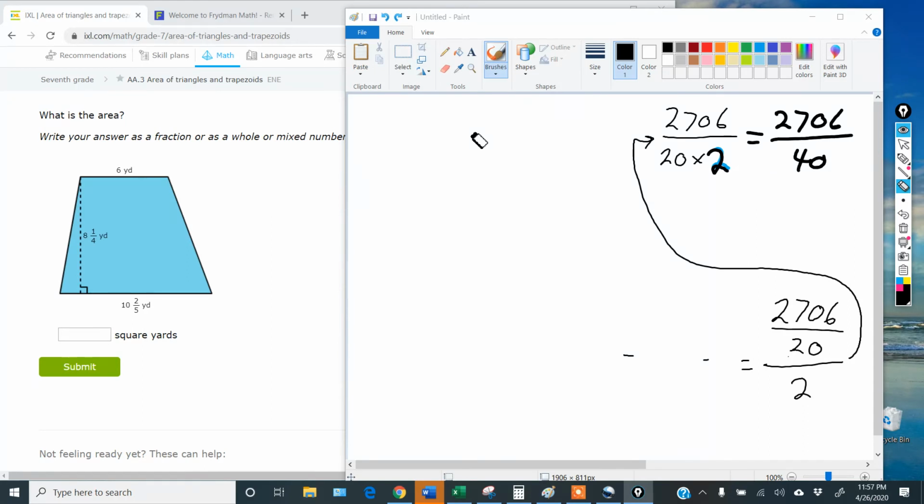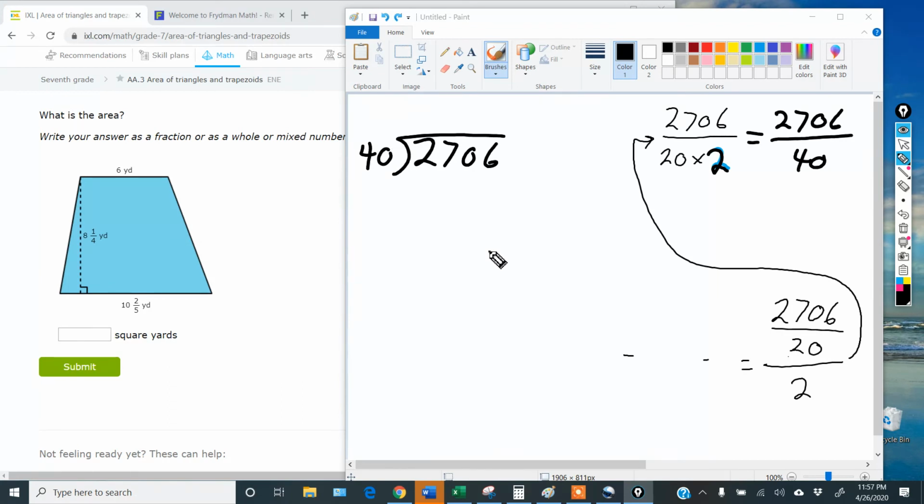Now, unfortunately, the calculator is not going to help me here because the calculator is just going to give me a decimal here, but we want a mixed number over here. So let's go ahead and do this by hand. So we have 2,706 divided by 40.